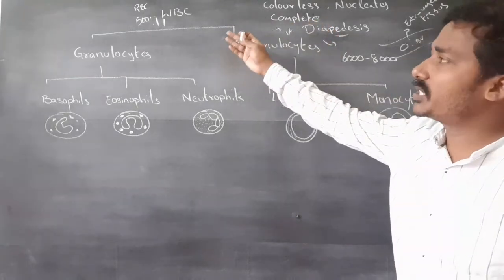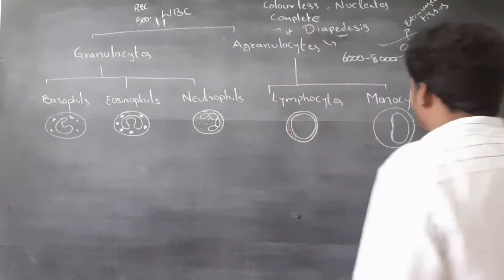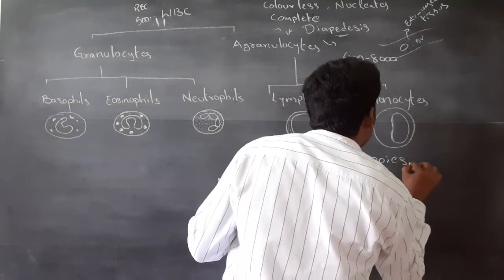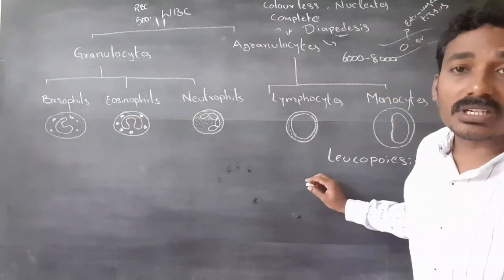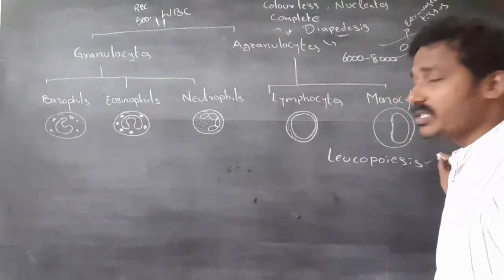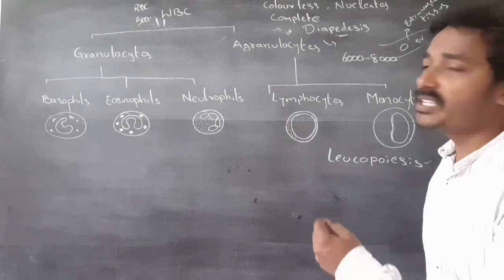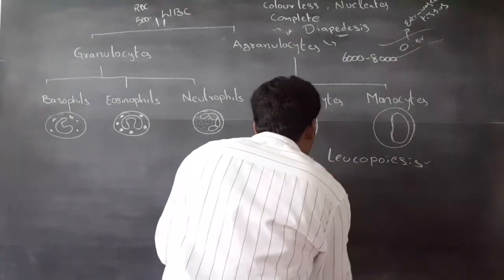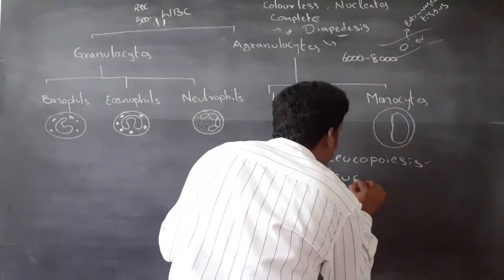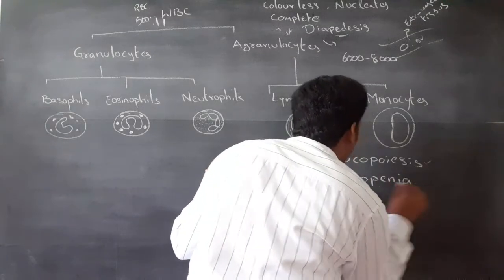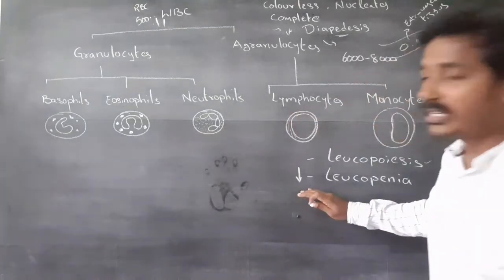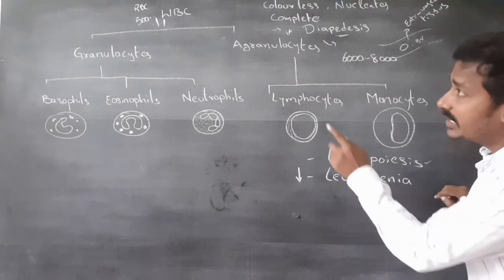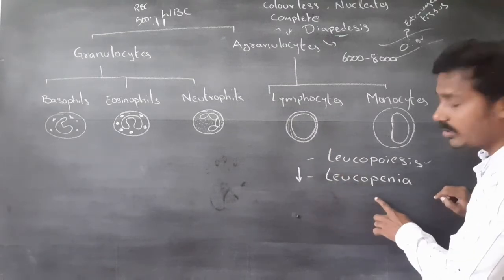Formation of WBC is called leukopoiesis. Leukopenia: a decrease in the number of WBC is called leukopenia.